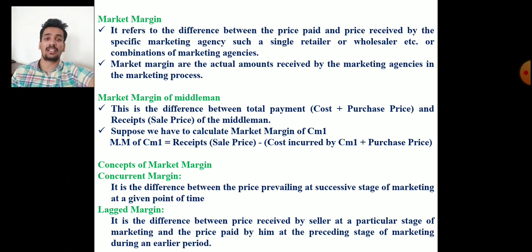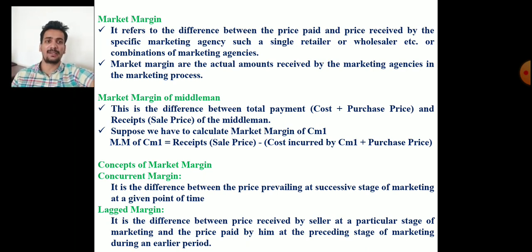Now, how to calculate the market margin of that particular middleman? The market margin of a particular middleman is the difference between total payment and receipts. Total payment means the cost incurred by the particular middleman plus the purchase price, because he has to purchase that produce from the farmer or from the first middleman or second middleman. Receipts means the sale price. So the difference between the sale price and the cost incurred by him plus the purchase price is the market margin of a particular middleman.